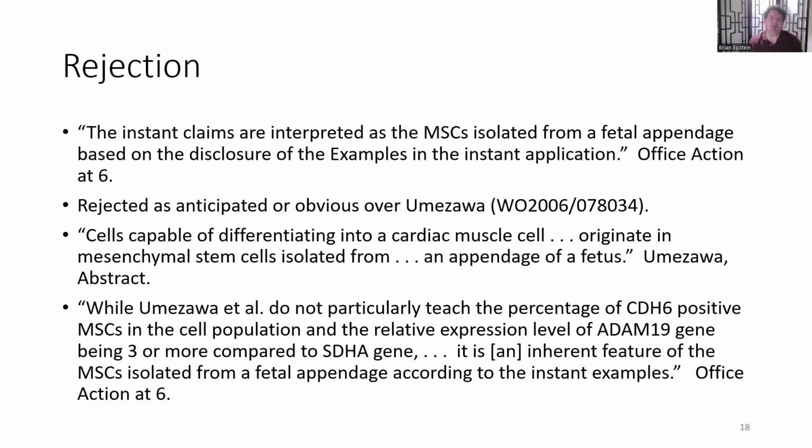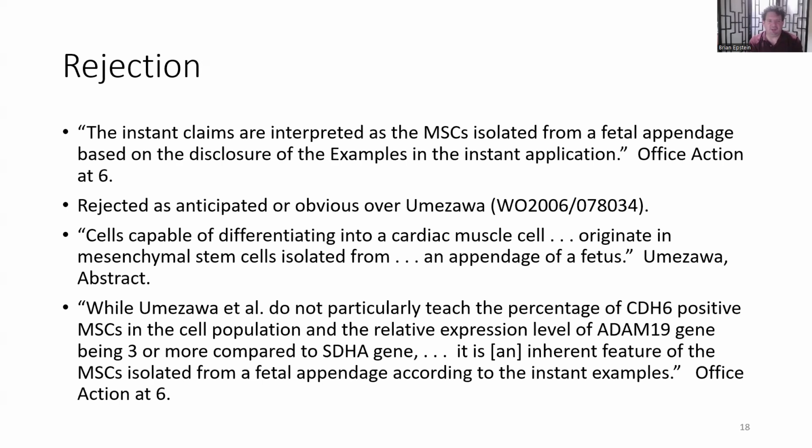He says the instant claims are interpreted as the MSCs, the mesenchymal stem cells, isolated from a fetal appendage based on the disclosure of the examples in the instant application. And then he rejects the claims as anticipated or obvious over Umezawa. And Umezawa is this very long, complicated reference, but he's only relying on it for like a single sentence. And that sentence says cells capable of differentiating into a cardiac muscle cell originate in mesenchymal stem cells isolated from an appendage of a fetus.